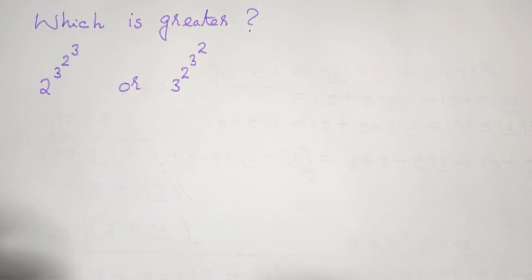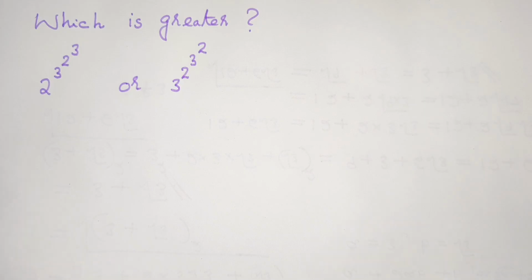When dealing with numbers of this kind, there's one important point to be kept in mind while simplifying them, which is that you should always begin from the top and go to the bottom. That means you will begin here and come down in each of the cases. Never should you go from bottom to top, which will give a different answer and that's the wrong one. So always begin from top to bottom.